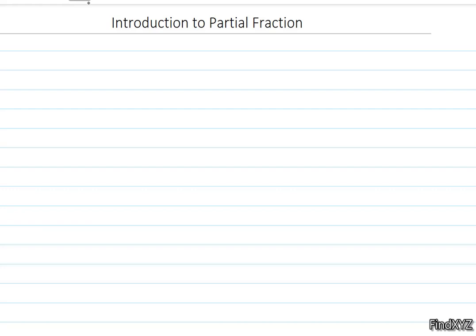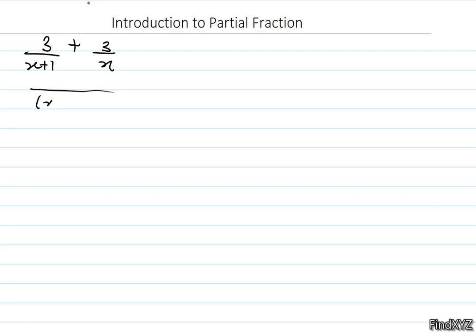Let's take a look at this example. So we have 3 on x plus 1 plus 3 on x. Let's combine these two fractions. X plus 1 divides x plus 1 will give us 1. Then we have x, so we do 3 times x, that will give us 3x. Then x divide x, that leaves us with 1. So we have 3 multiplying x plus 1.